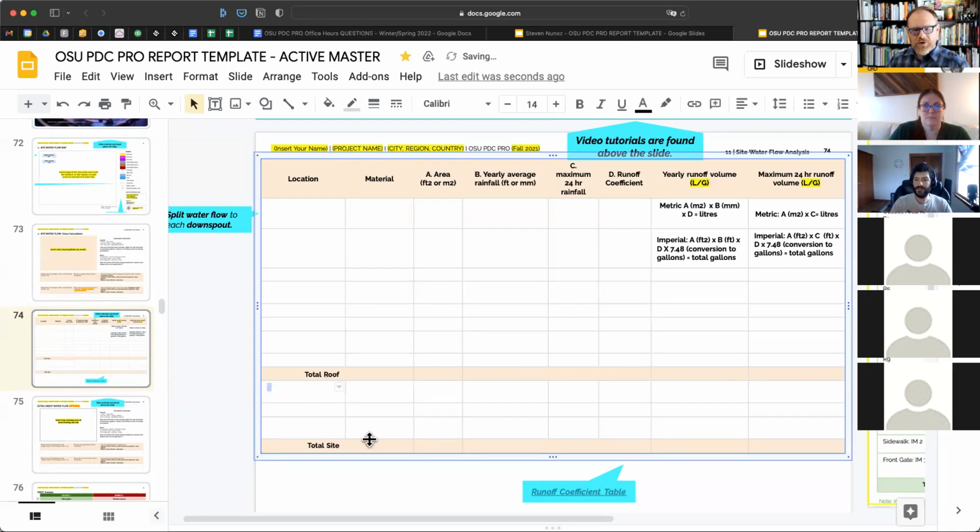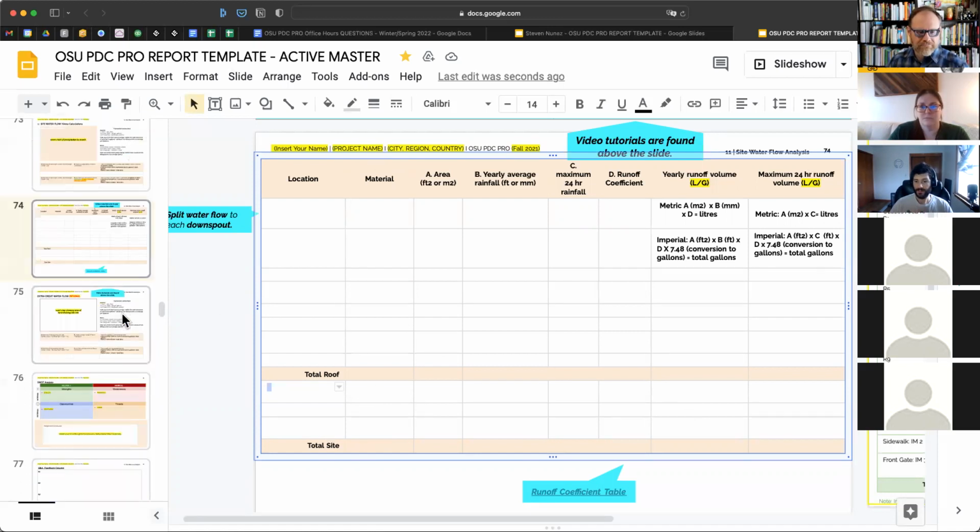Then we've got our total roof and our total site. If you want to do this exact same chart for your impermeable surfaces, I highly recommend you do. If not, totally fine, don't have to worry about it. But I do it for all my rainwater harvesting calculations, because once you get into swales and dams, these water harvesting calculations have to be done anyways.